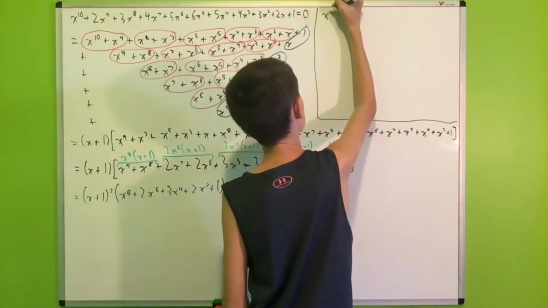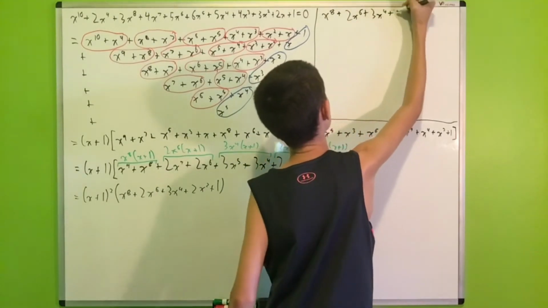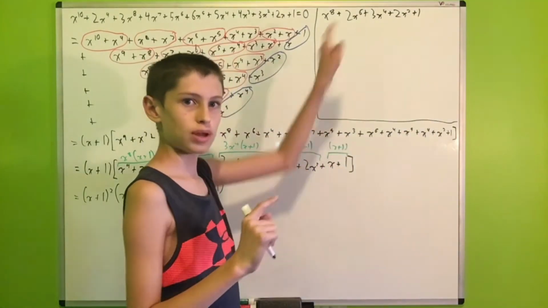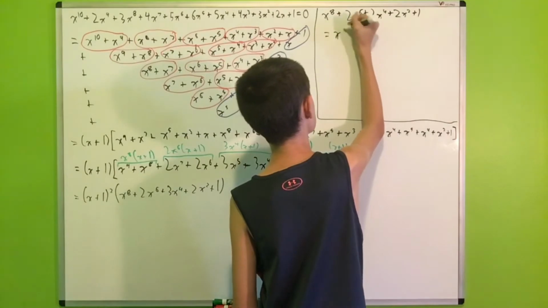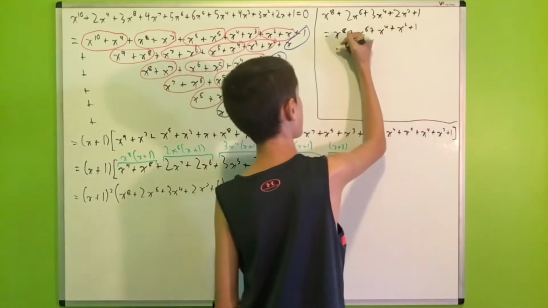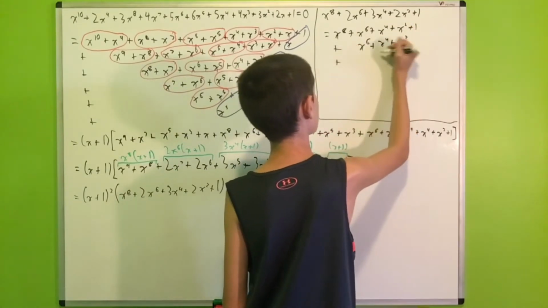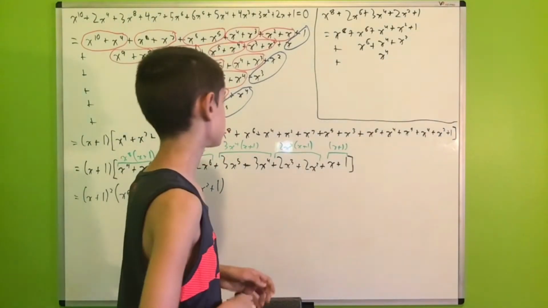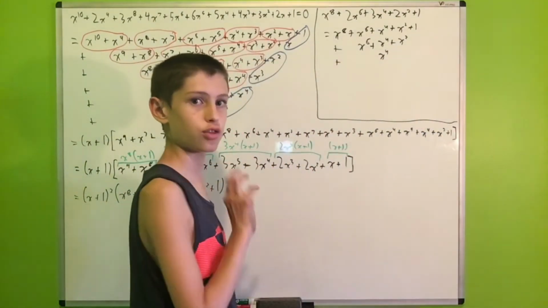Okay, so we have x to the 8th plus 2x to the 6th plus 3x to the 4th plus 2x squared plus 1. And now we'll do pretty much the same thing as we did right there. We will break up this polynomial. So we'll have x to the 8th plus x to the 6th plus x to the 4th plus x squared plus 1, plus x to the 6th plus x to the 4th plus x squared, plus x to the 4th. But then we're going to do something a little bit different. Instead of factoring pairwise like we did here and there, we'll factor in groups of 3.